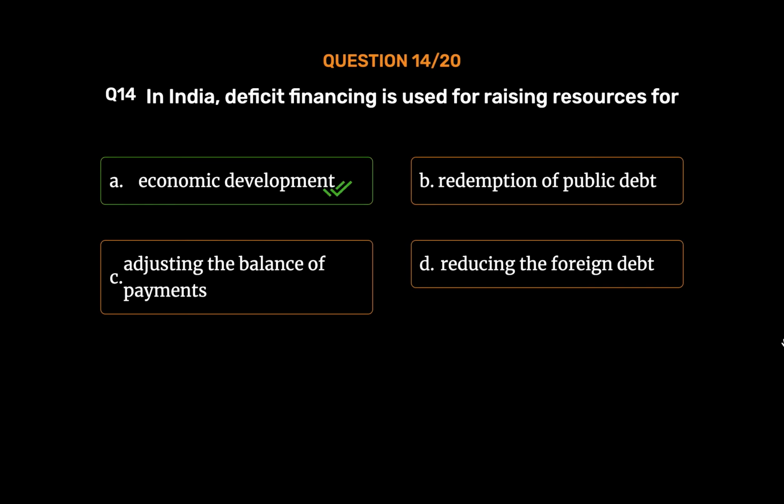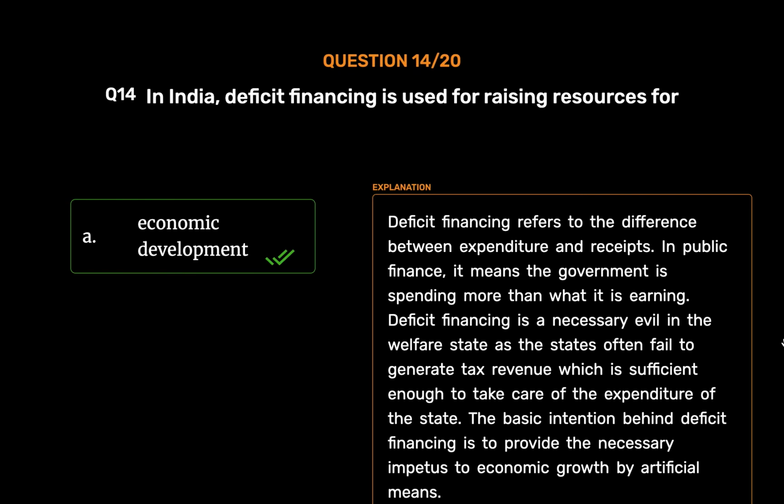Economic development. Deficit financing refers to the difference between expenditure and receipts. In public finance, it means the government is spending more than what it is earning. Deficit financing is a necessary evil in the welfare state, as the states often fail to generate tax revenue which is sufficient enough to take care of the expenditure of the state. The basic intention behind deficit financing is to provide the necessary impetus to economic growth by artificial means.